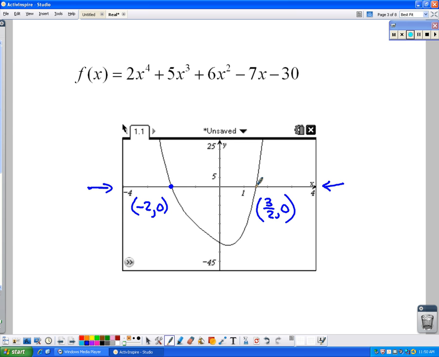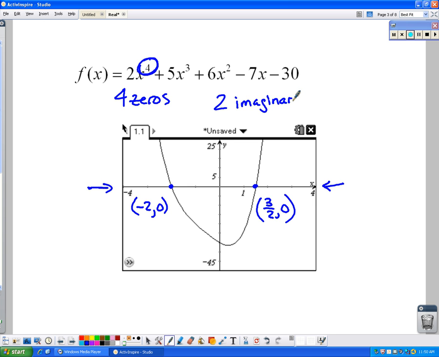So very quickly, we notice that we have these two x-intercepts, or two real zeros. And the key there is that they're real. This was a 4th degree function. If it's 4th degree, it has to have 4 zeros. But there are only 2 visible zeros. Well, that means that the other 2 zeros must be imaginary. All right.